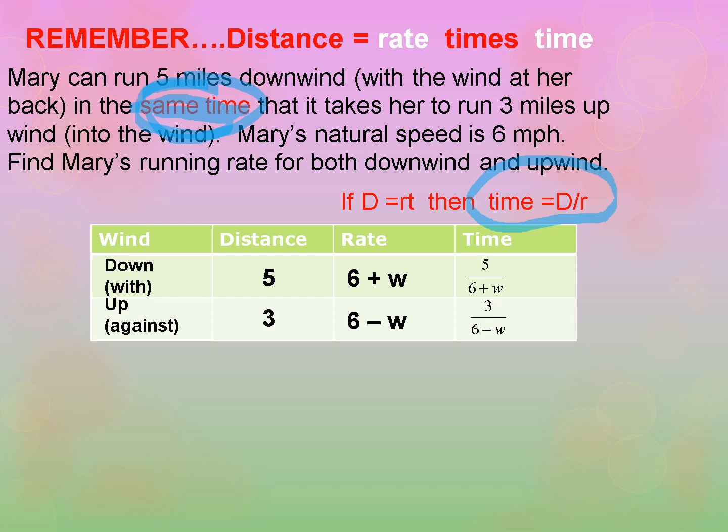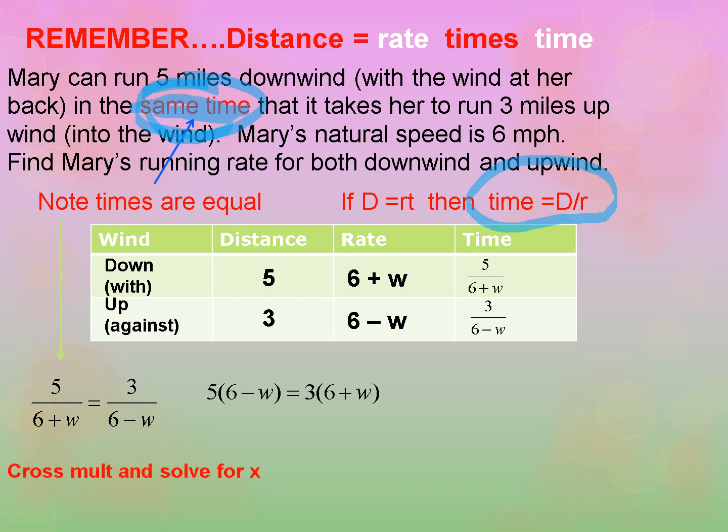Okay? So, again, the main thing we know here is that this is occurring at the same time. So, same time, that means times are equal. So, I'm going to set my times equal. So, I have 5 over 6 plus W, and 3 over 6 minus W. So now it's just a proportion. We cross multiply and solve.